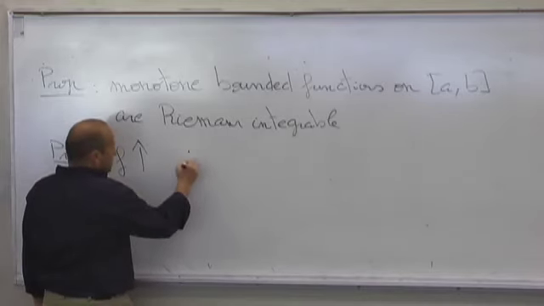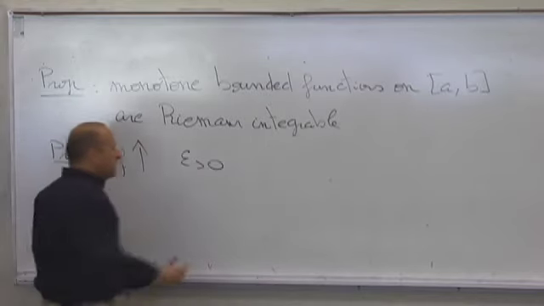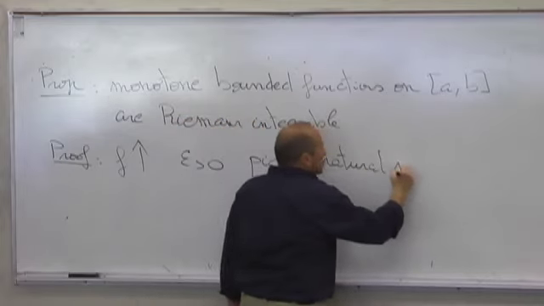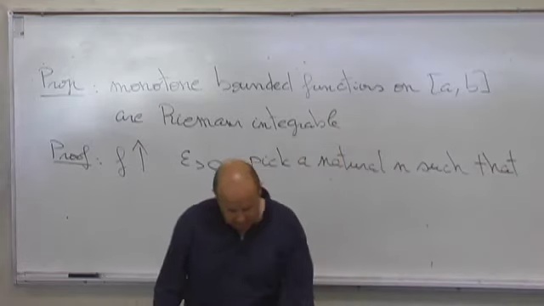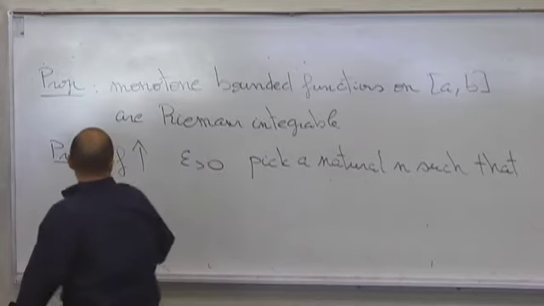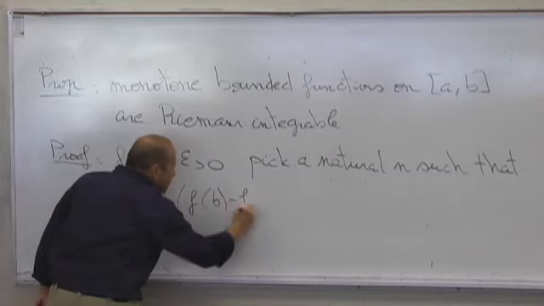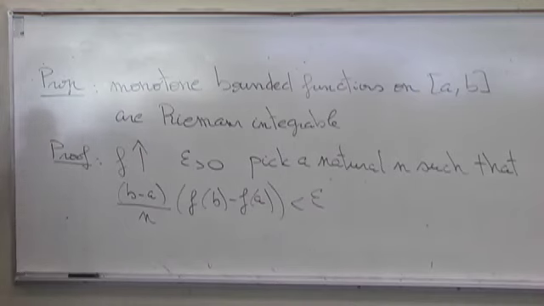And so let epsilon be any strictly positive number, as always, and pick a natural n such that (b minus a) over n times (f of b minus f of a) is less than epsilon. How do I know that I can find such an n? Yes, it's the Archimedean property.